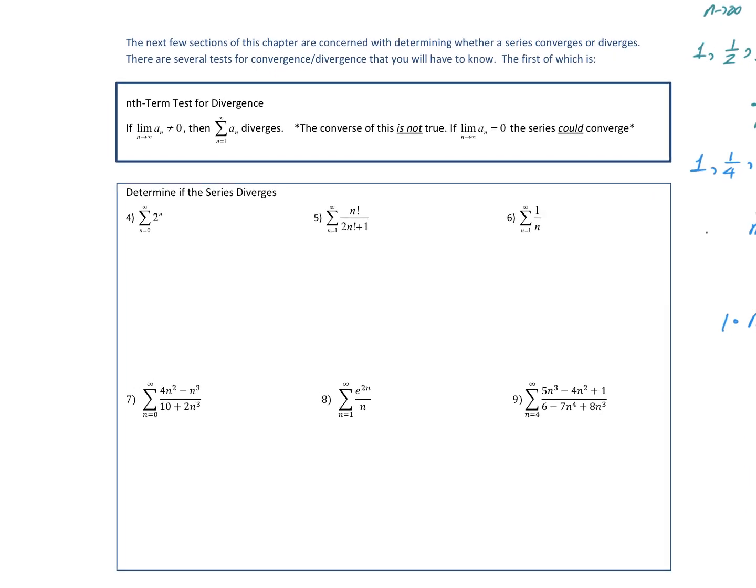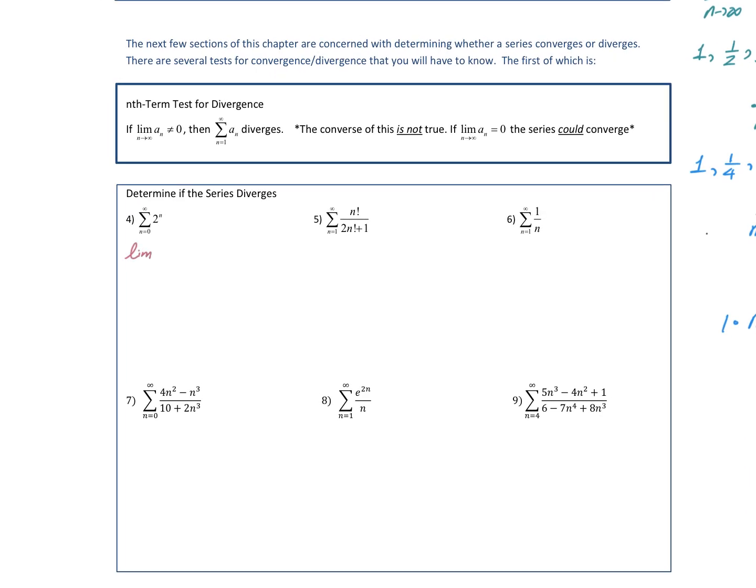So I'm going to look at the a sub n. We do the limit as n goes to infinity of 2 to the nth power. It doesn't equal 0, which it doesn't, so it diverges. For here, we've got the limit as n goes to infinity of n factorial over 2n factorial plus 1. We get 1/2, which is not equal to 0, so it diverges. This one's interesting. Just because the sequence converges to 1/2, that's fine. When I add them up, it's still going to diverge because this doesn't equal 0.